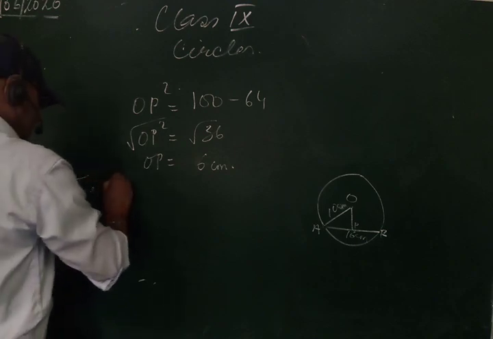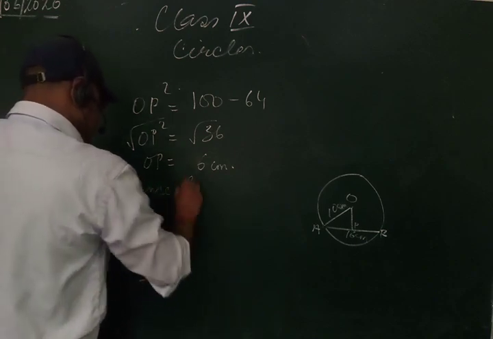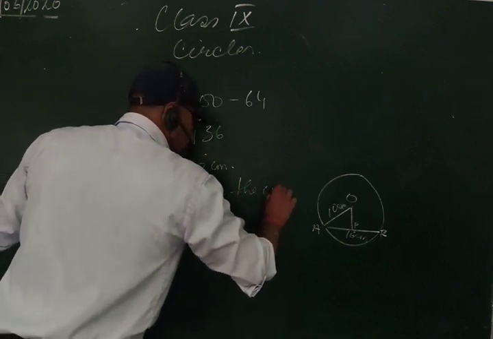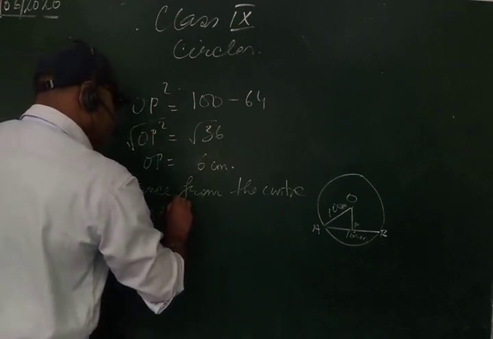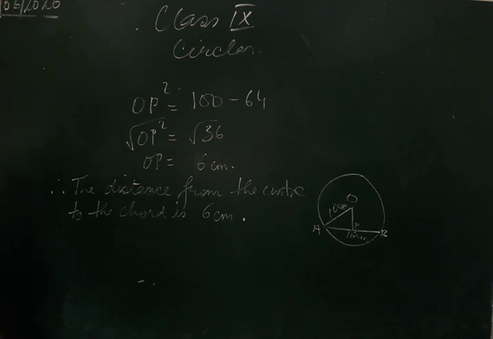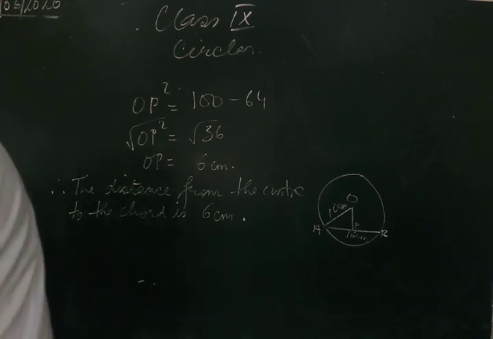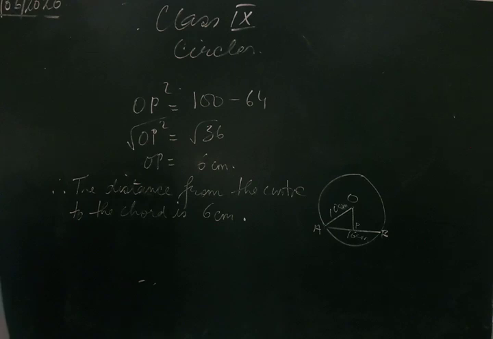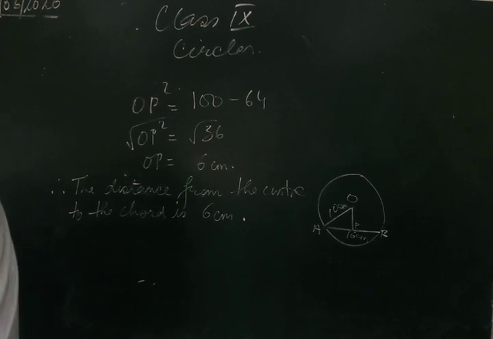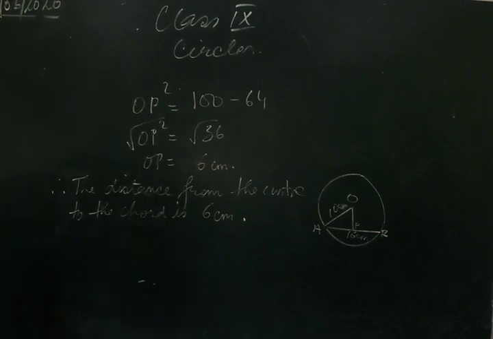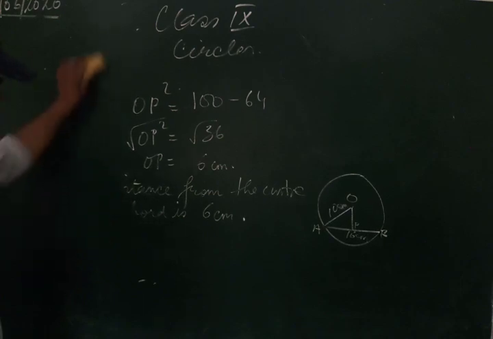Therefore, the distance from the center to the chord is 6 centimeters. Okay? The first question. This will be the answer.